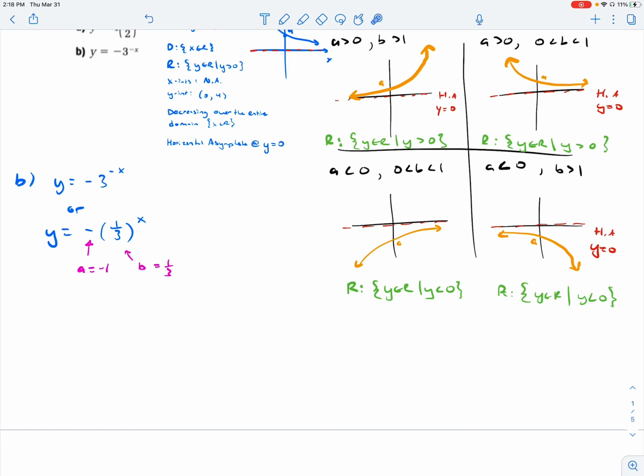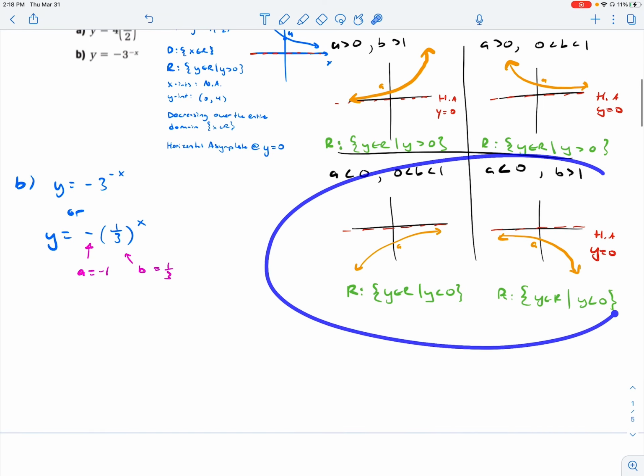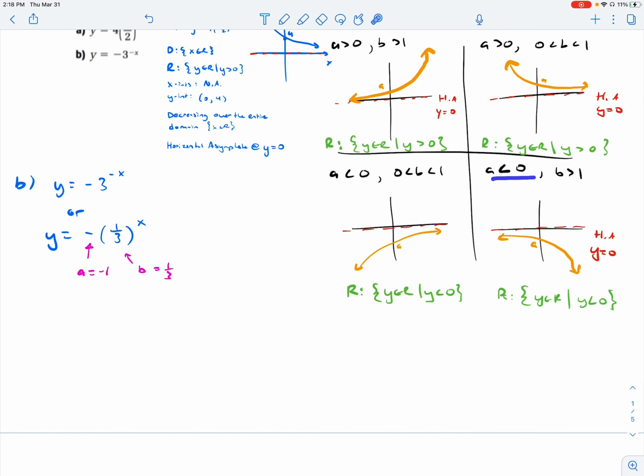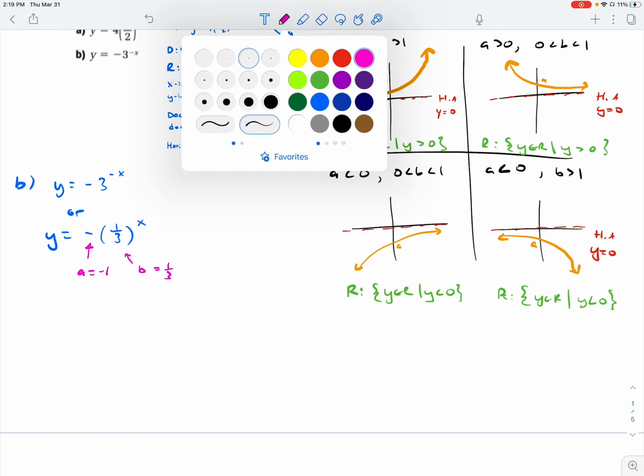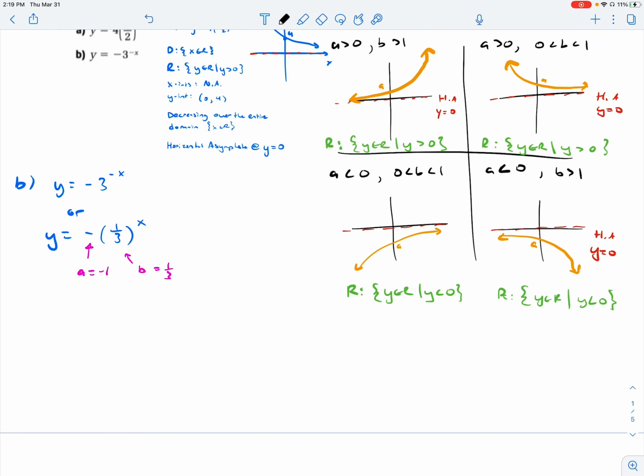If a is negative, it's going to be one of these on the bottom here, where a is less than 0. B is equal to 1/3. Well, it can't be this one. It's got to be this one right here. So we have a function that's actually increasing over the domain, and it's negative. It's just starting from negative infinity and then approaching 0. Okay, so I'm going to graph this function, and then we'll answer everything about it.